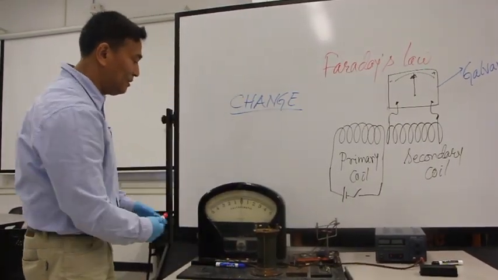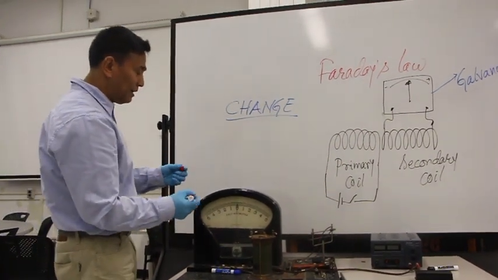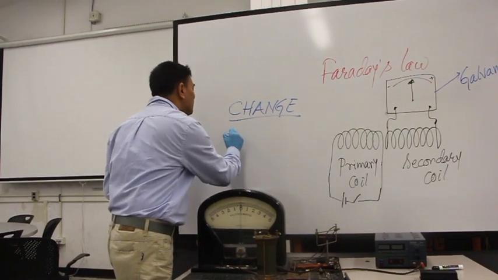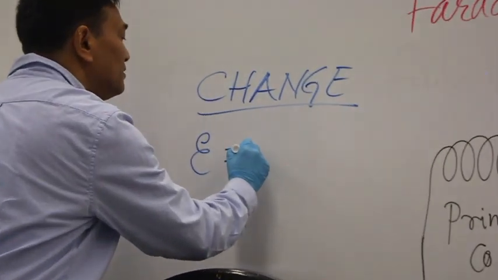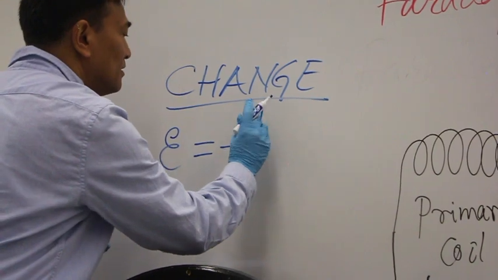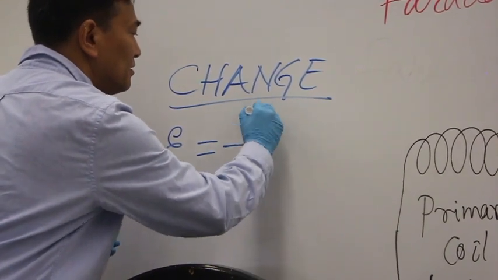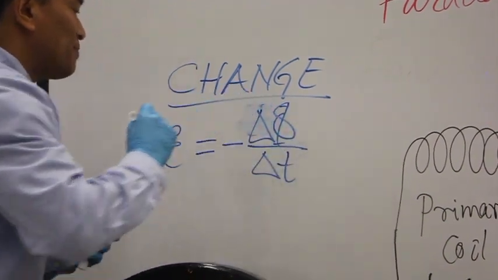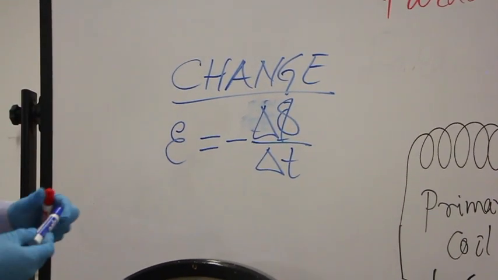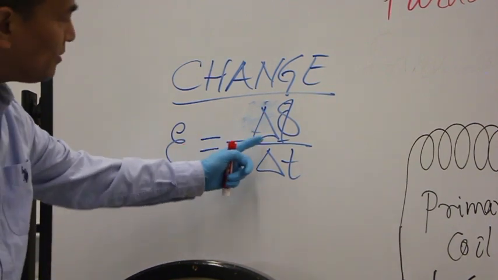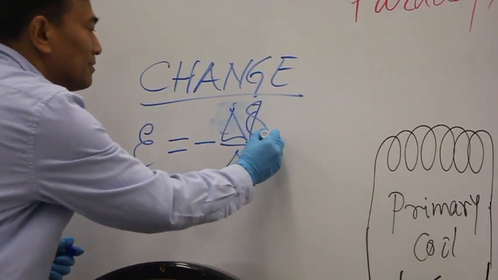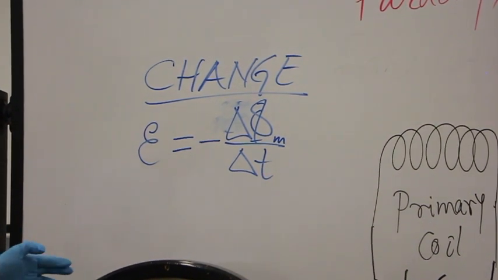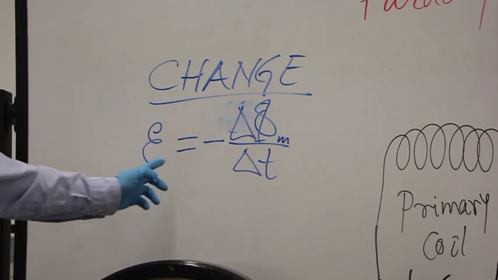Okay, so here Faraday gave the relation. The induced EMF is equal to the rate of change of flux. This is magnetic flux. So it depends on how fast.